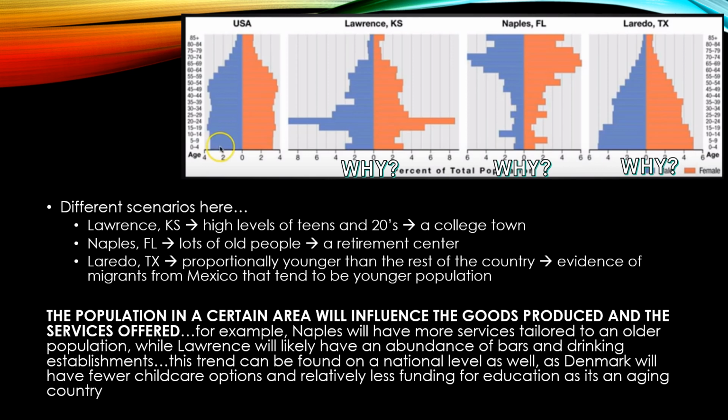You can look then at this not just in a city but also a country, right? Denmark's going to have an aging population, so they're going to have fewer child care options. They're going to have less funding for education proportionally to other countries because it's an aging country. So they're going to have to figure out as a government how to spend on what the majority of the population needs.